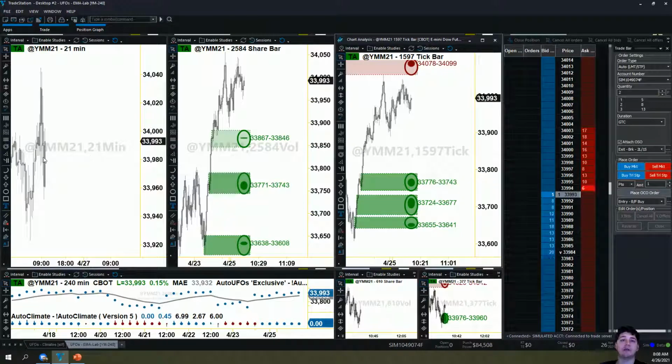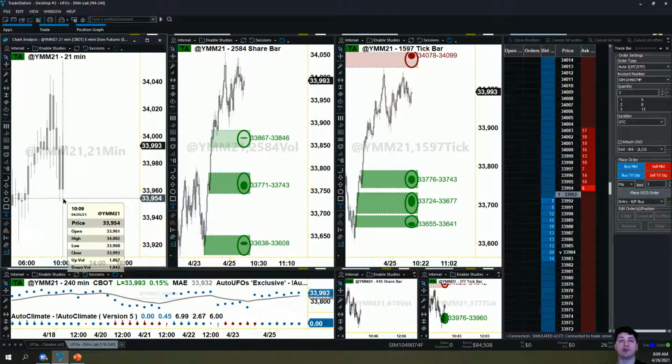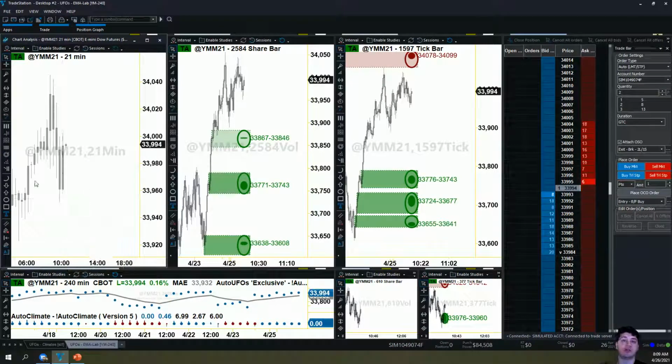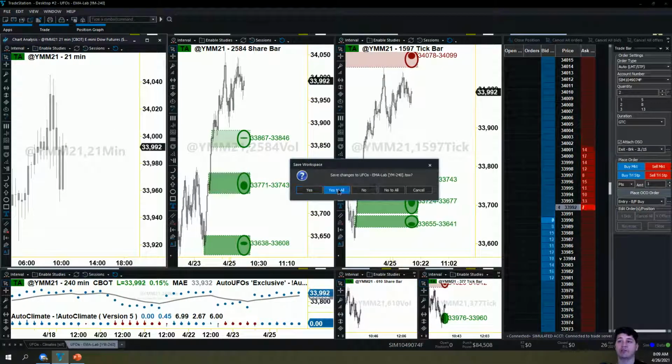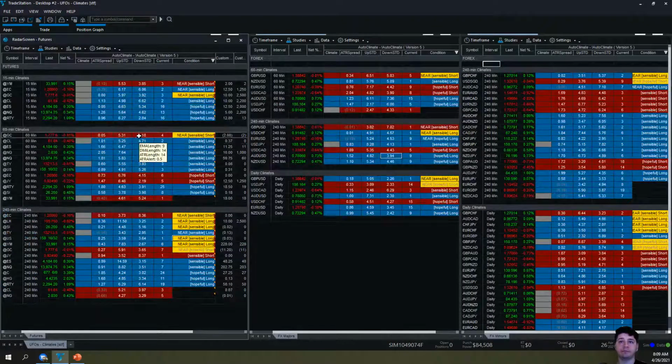I mean, obviously, we have a pretty strong push up on this 21-minute candle, but it just closed this 21 minutes. So if it was going to create any UFOs, it would have done so right now. Since it did not do so, we're just going to go ahead and skip on this. I'm going to save the workspace again, close it up, and see if there's anything else that may come our way.